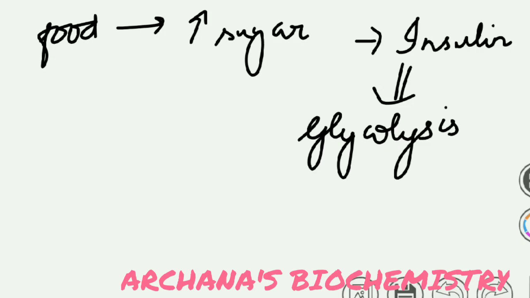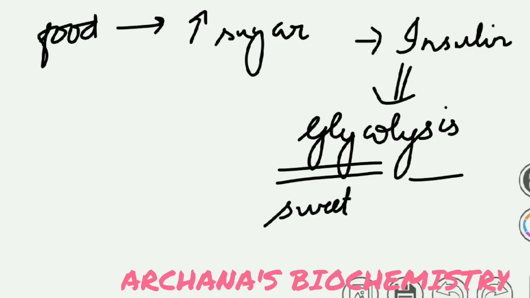What is glycolysis? Glyco means sweet. Lysis means splitting. So the sugar or sweet is split to form pyruvate. Okay. Now let's move on to the cycle per se.